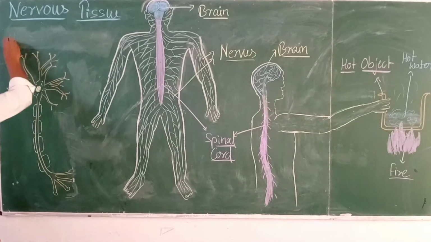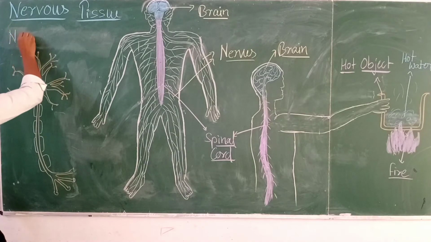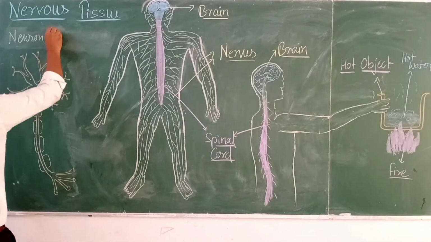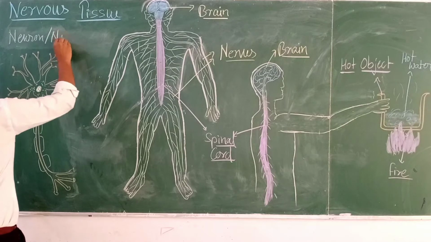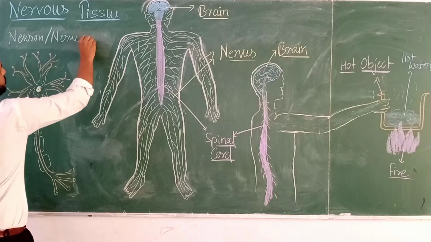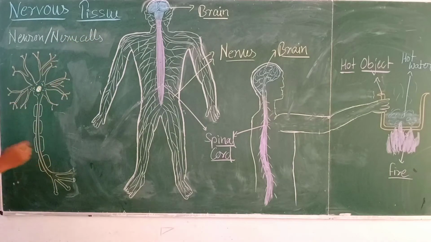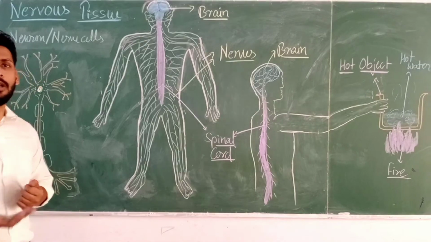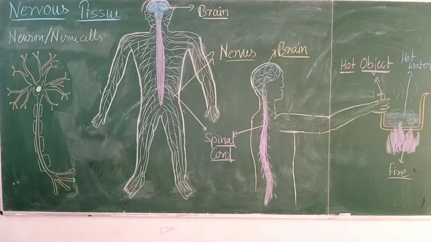What is it called? Neuron or nerve cell, you can say. This is somewhat a structure of a nerve cell, and it could be 1 meter long. It is the longest cell we have studied in the chapter on the cell, right? So it is the longest cell present in the human body.